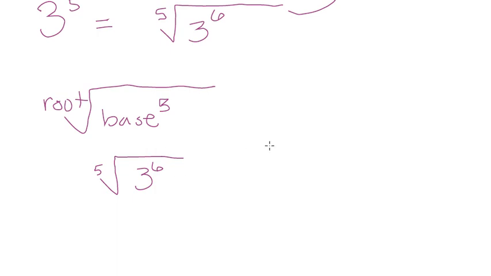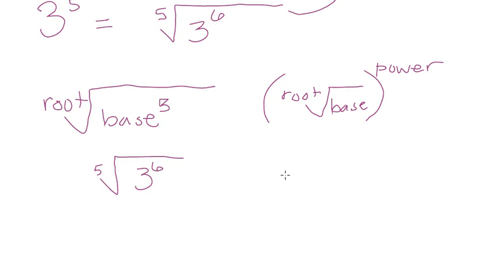And the next one is one where in parentheses we have our root and our base, and then the entire thing is raised to our power. So that's going to be the fifth root of 3, but that entire thing is being raised to the power of 6. That is how we deal with rewriting from fraction form to radical form.